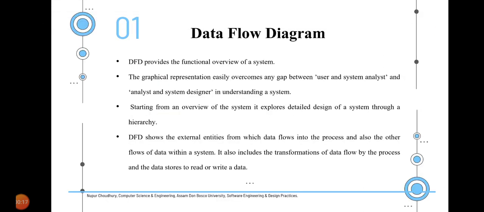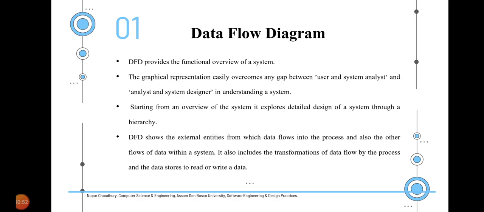So data flow diagram or DFD provides the functional overview of a system, and the graphical representation easily overcomes any gap between the user and system analyst and the analyst and system designer in understanding a system. So any confusion related to any of the stakeholders can be identified well in SRS, and this SRS can be immediately converted into a DFD, which will display all the functionalities along with the input and the output.